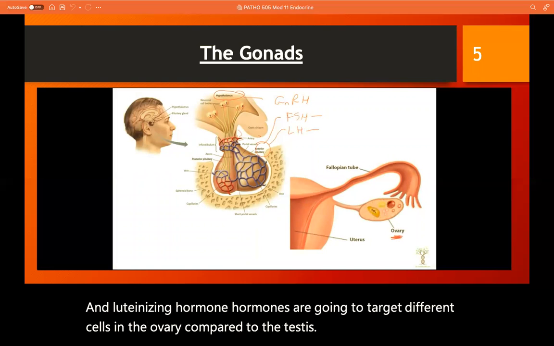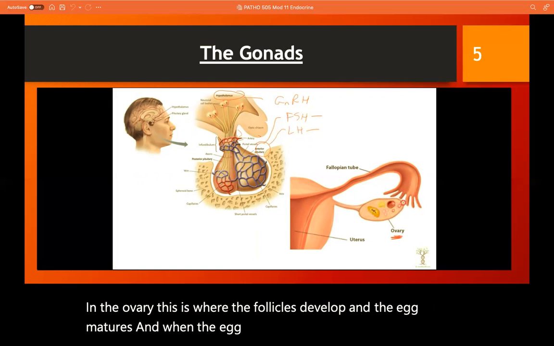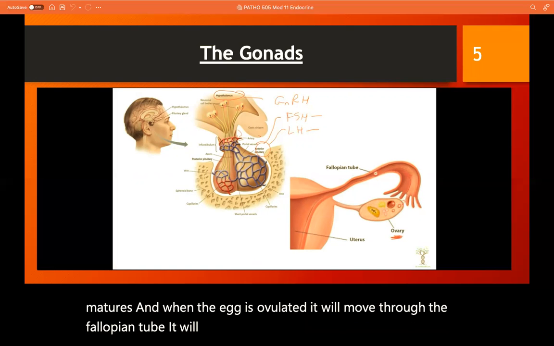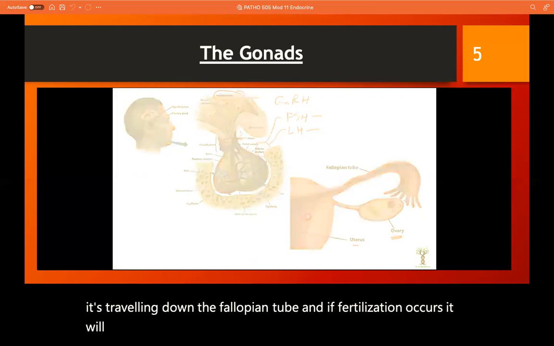In the ovary, this is where the follicles develop and the egg matures. When the egg is ovulated, it will move through the fallopian tube. It will become fertilized at some point in time while it's traveling down the fallopian tube. And if fertilization occurs, it will implant in the uterus.